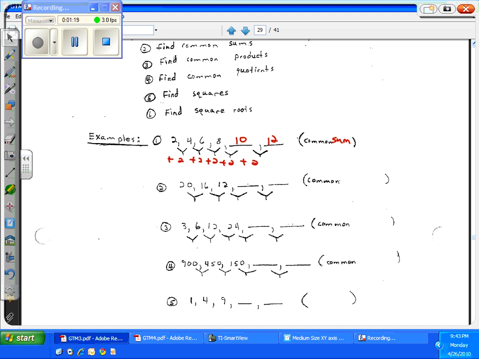Now, we use these in algebra as we look for common sums or differences or products or quotients as we were trying to decide whether something was linear, quadratic, or exponential. Remember, if the change in y over change in x was constant, it was linear. Or if the change in y over change in x was not constant, it was not linear. So we would check for the change in y.